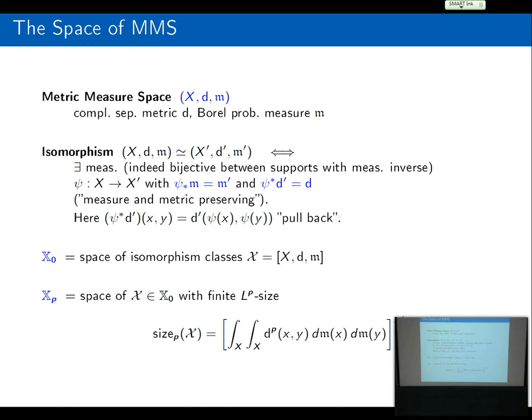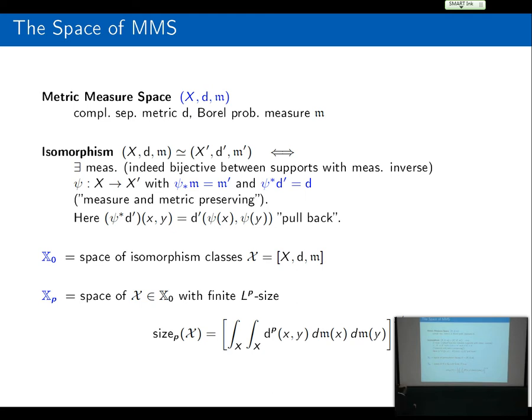And we have one requirement, that the size of the space should be finite. So we ask for the L^p size to be finite, and the L^p size is just the L^p mean of the distance. A probabilist would say you choose randomly two points and measure the distance. And the L infinity size would be the diameter. This is what is typically used in geometry, but in this setting it's more of an L^p version.